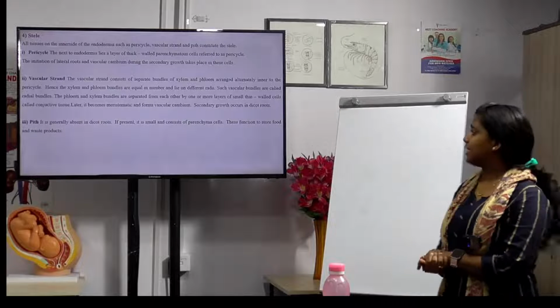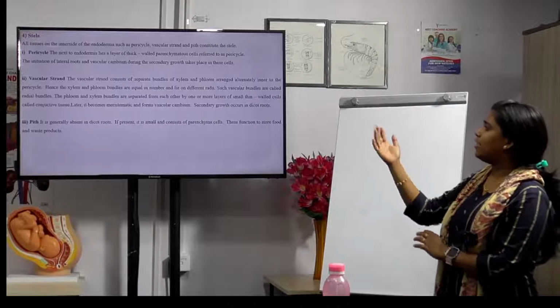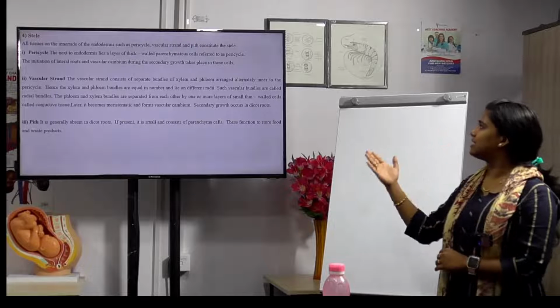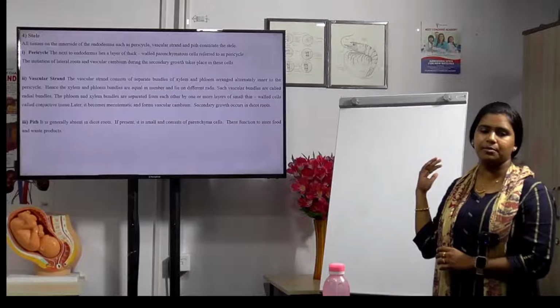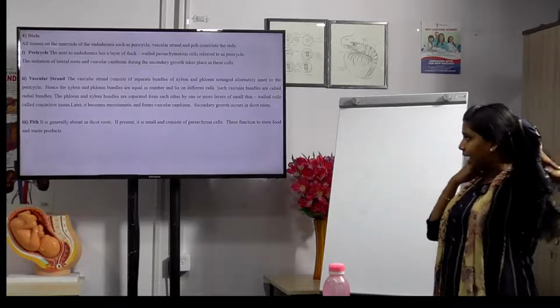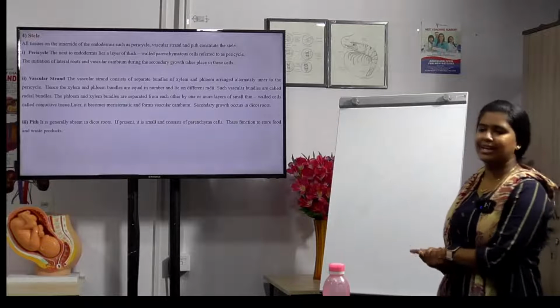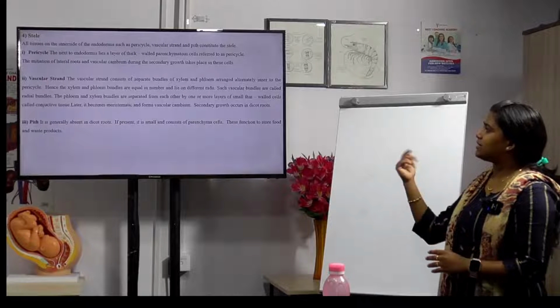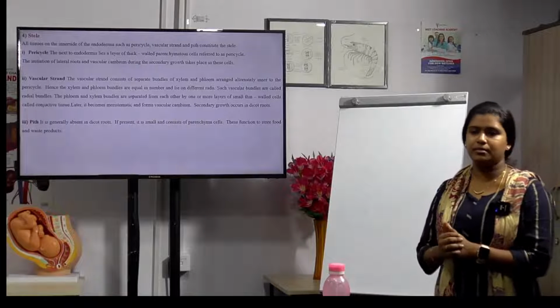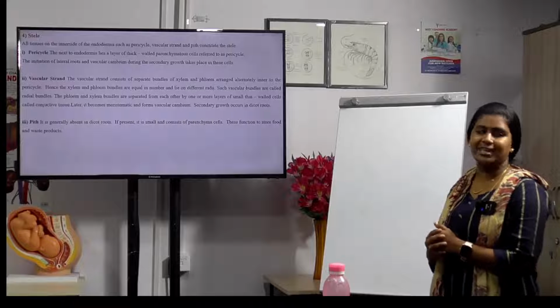Another part is stele. All the tissues inside the endodermis such as pericycle, vascular strand and pith constitute a stele, and these are of three types. Three parts include that: pericycle, vascular strand and pith. So pericycle enga munadi padichom. Pericycle, what is that? Pericycle enna padichom?